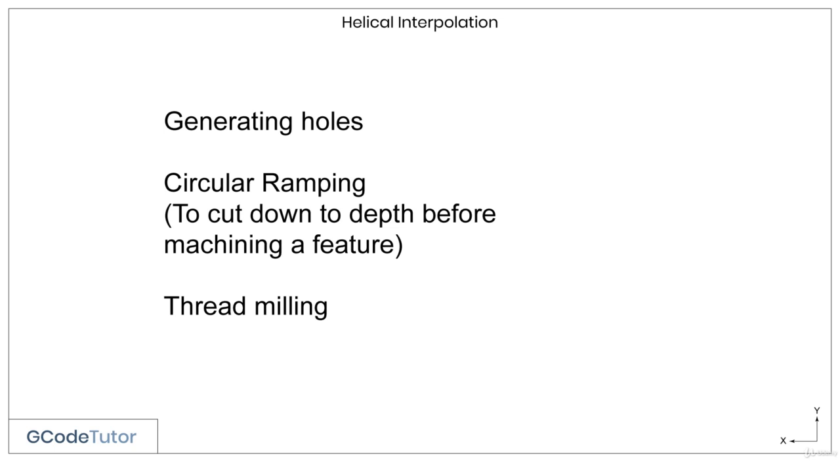And finally, my favourite, thread milling. This is where we can cut a thread by milling down in a spiral using a thread mill. This is great for producing threads in very hard materials such as titanium.